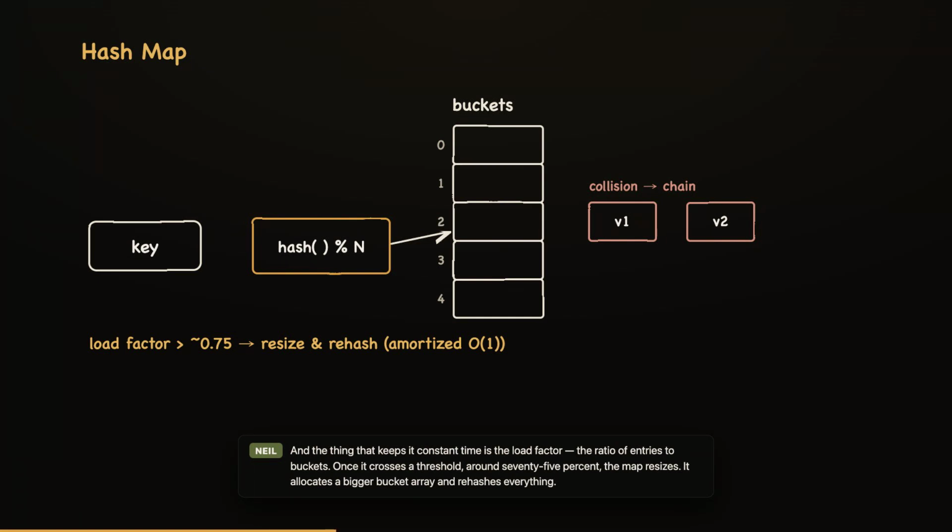Once it crosses a threshold, around 75%, the map resizes. It allocates a bigger bucket array and rehashes everything. Which is linear for that one resize, but amortized constant time over all the inserts. Same doubling trick as the dynamic array.